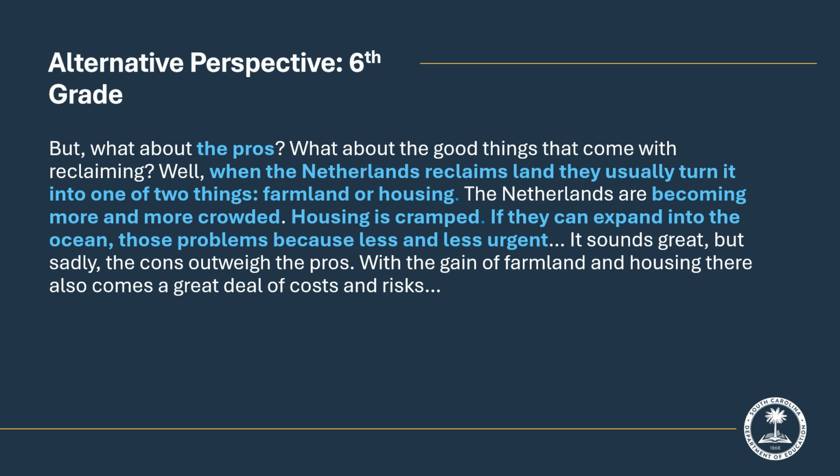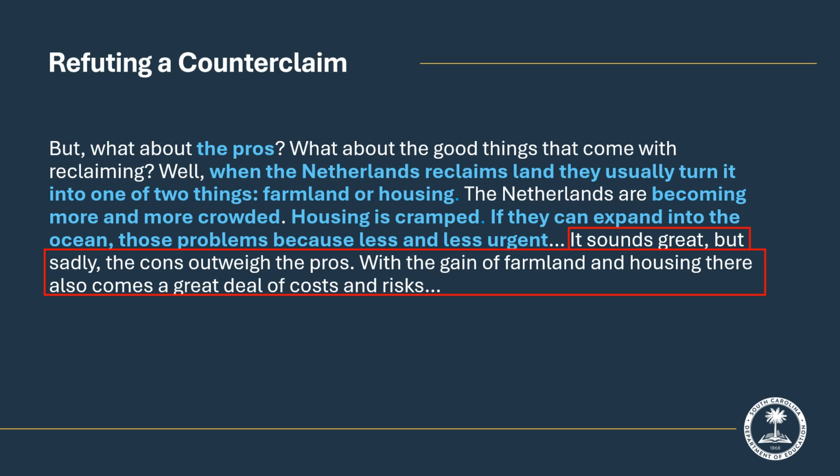This 6th grade student actually goes beyond the expectations of just acknowledging. Refuting a counterclaim. While not required until 8th grade, this student writer also provides a specific reason as to why his claim that the Dutch should not create polderland is more sound than the alternative perspective. You can see this inside the red boxes.